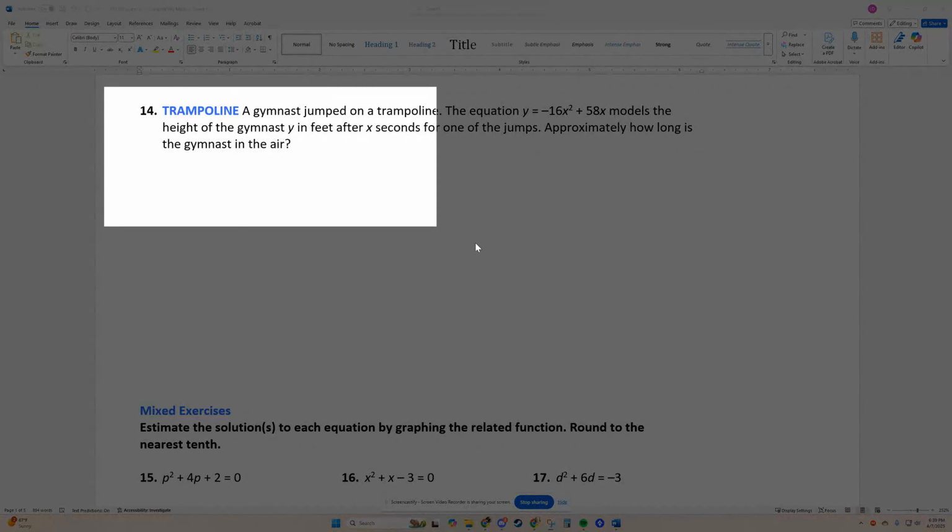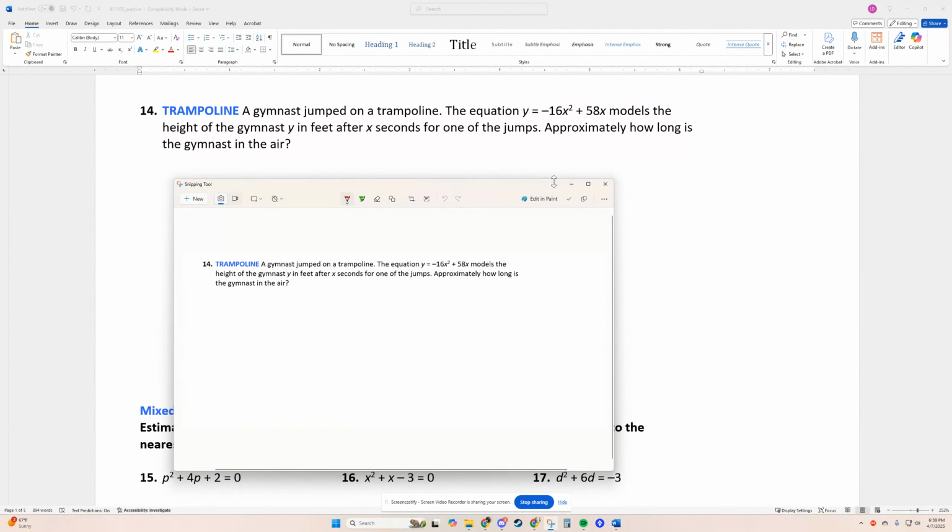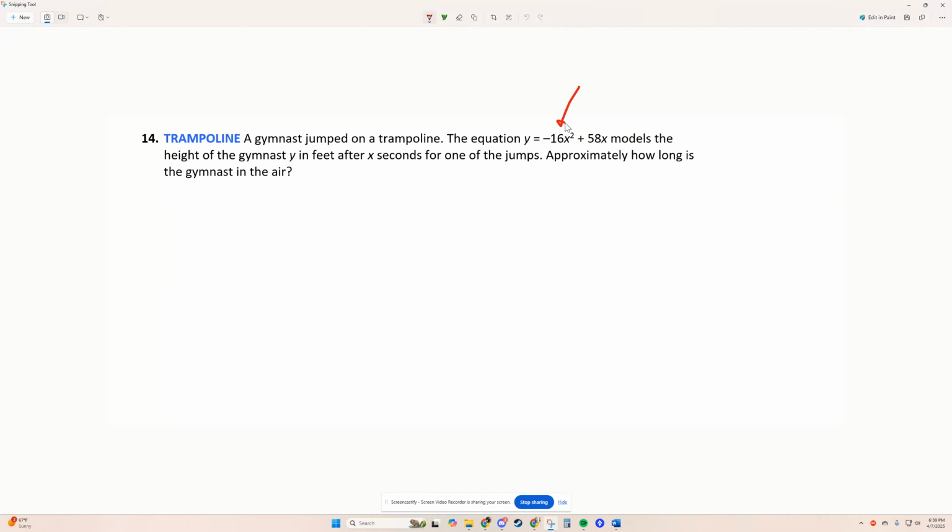All right, hello. Let's look at number 14. This is a problem that has to do with gravity. And this is not a constant, so it's not free fall. This is like a projectile or the speed you have going up. So we want to just know the x-intercepts to know how long they'll be in the air.